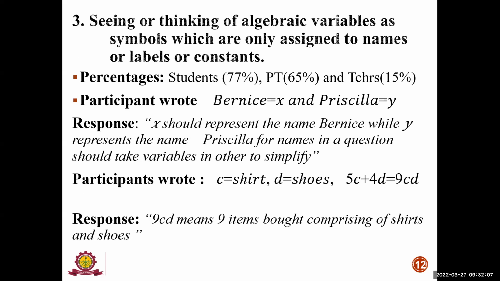The third one was assigning variables to symbols, which are only assigned to names or constants. Here, the task demanded that the variables be assigned to units or varying quantities, but these participants only assigned the variables to the names that they identified. The reason was that whenever you see a variable in a task, it is supposed to be assigned to the names or the constant that is observed. 77% of the students depicted this, while 65% of the prospective teachers and 15% of teachers also depicted this form.